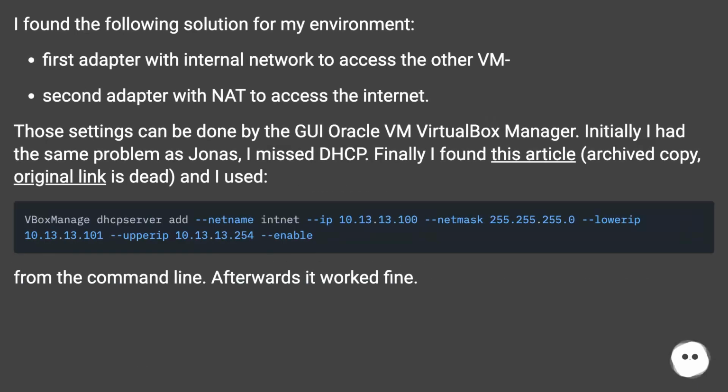I found the following solution for my environment. First adapter with internal network to access the other VM. Second adapter with NAT to access the internet. Those settings can be done by the GUI, Oracle VM VirtualBox Manager. Initially I had the same problem as Jonas, I missed DHCP. Finally I found this article, archived copy, original link is dead, and I used it from the command line. Afterwards it worked fine.